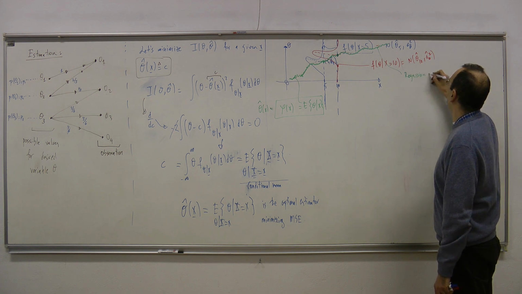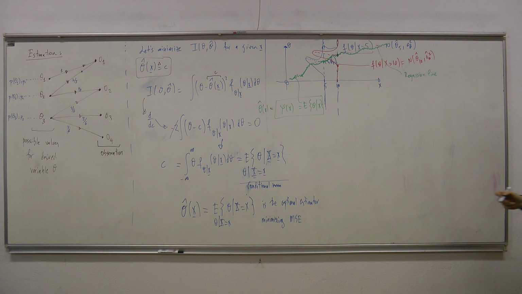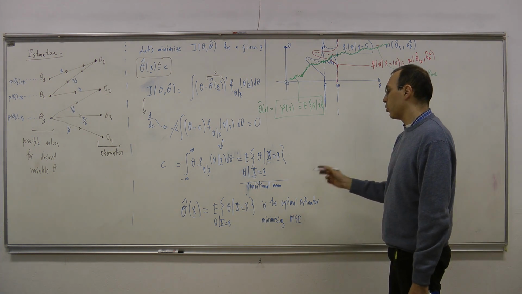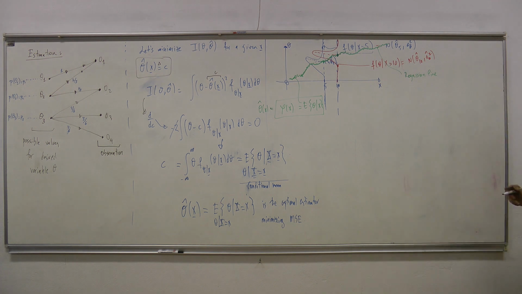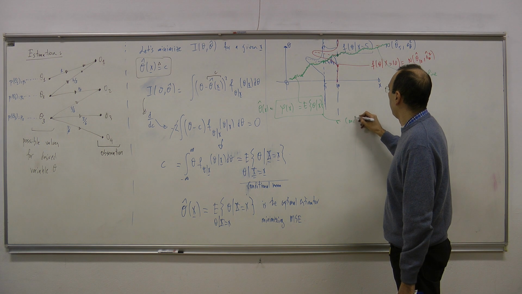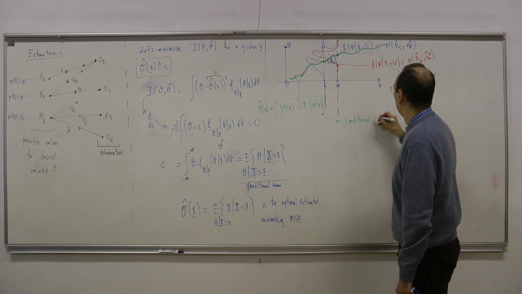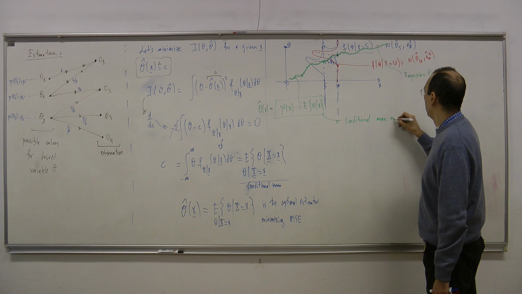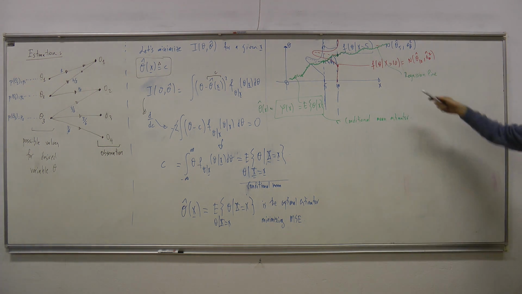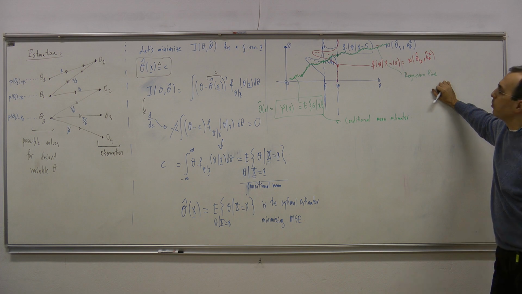Regression line. Okay, and what else? This is called conditional mean estimator. So I think with this picture, it's a little bit clearer what we are trying to do.